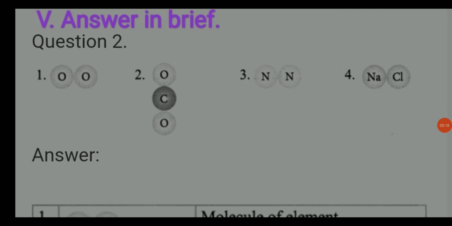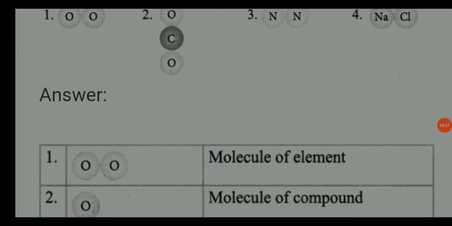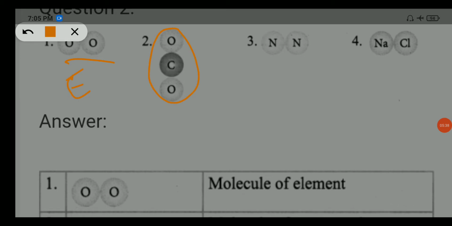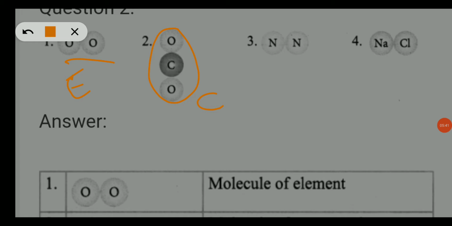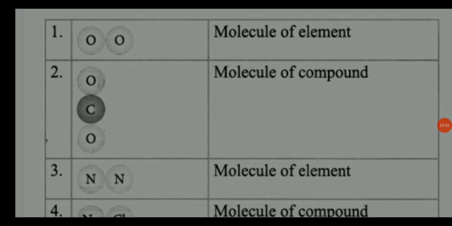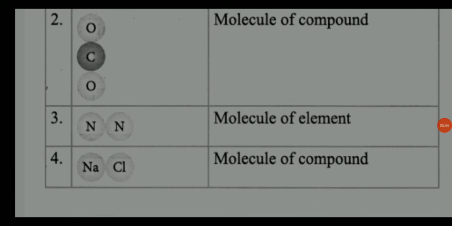Second one, there are some chemical symbols, representations of atoms given. You have to find whether it belongs to a molecule of element or a molecule of compound. Similar atoms combine together to form molecules of elements. Different atoms combine to form molecules of compound. So the answer is O2 forms a molecule of element, CO2 molecule of compound, N2 molecule of element, NaCl molecule of compound.